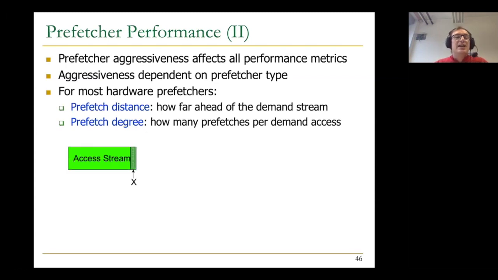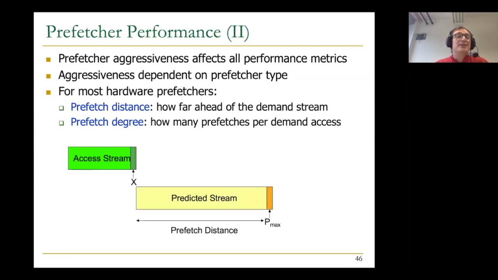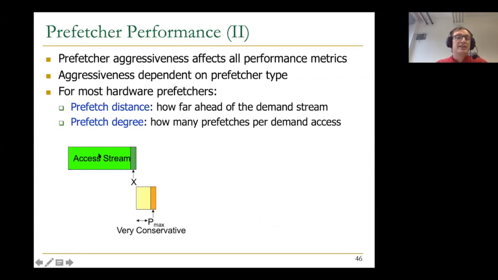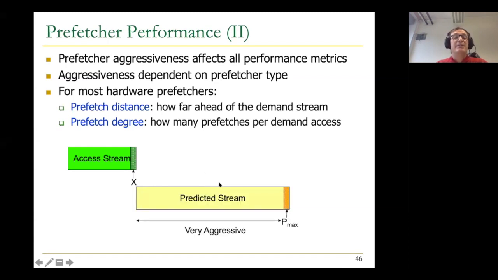So pictorially, you have an access stream. This is demands, and you get an access X, and the predicted stream can be ahead up to P max of access X. So this is the prefetch distance. How far ahead from the last access you get from the processor. So clearly, this is a very conservative prefetcher that's not staying far ahead. This is a middle of the road prefetcher that's staying a little bit more ahead. And this is a very aggressive prefetcher that's staying very far ahead. So clearly the downside of very aggressive means your stream may not be used later on, meaning it may not be accurate, but this may increase your coverage and also timeliness. So clearly there's a trade-off.